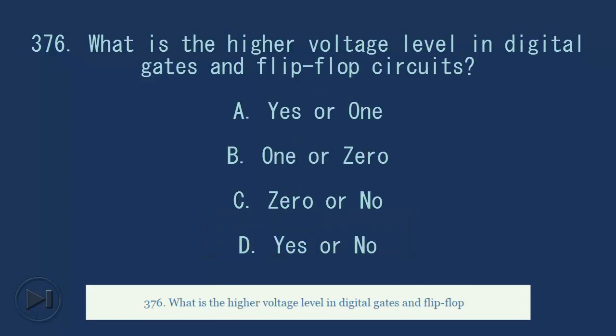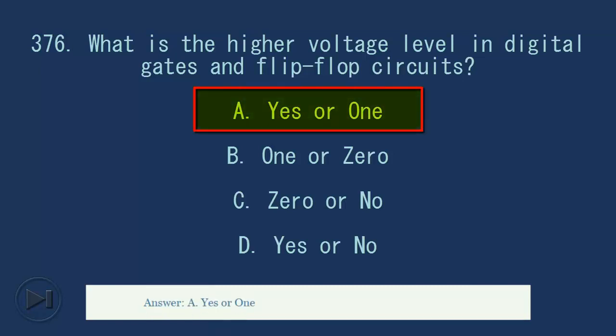376. What is the higher voltage level in digital gates and flip-flop circuits? A. Yes or 1. B. 1 or 0. C. 0 or no. D. Yes or no. Answer: A. Yes or 1.